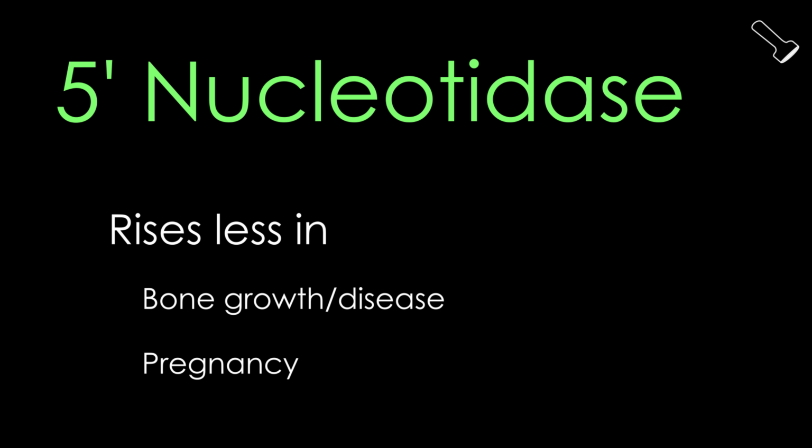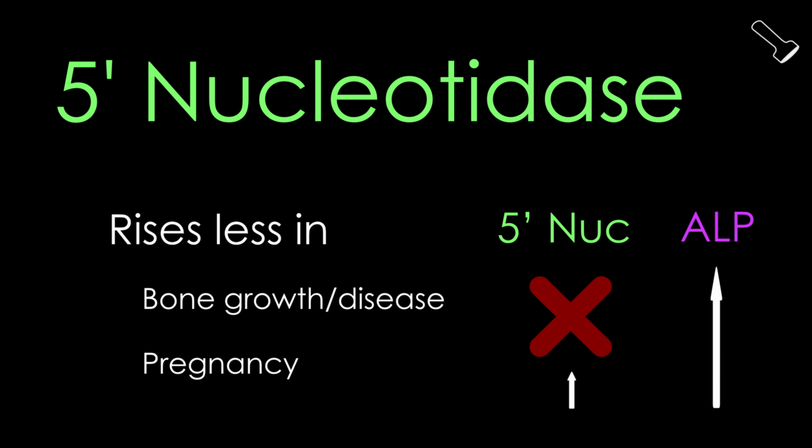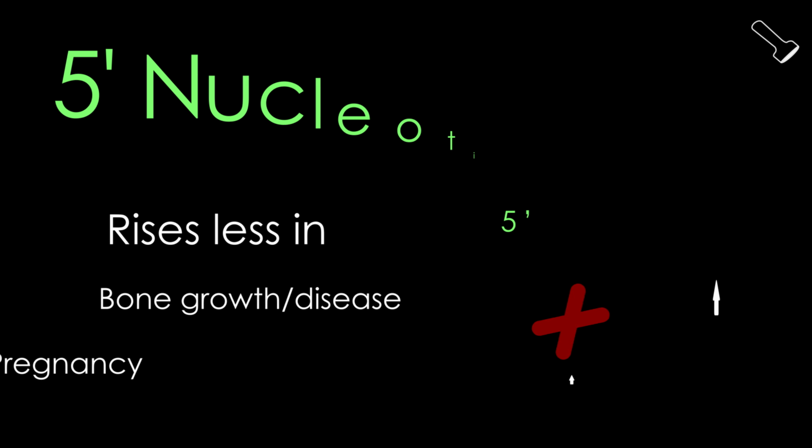Elevations of this enzyme are seen in the same diseases as in ALP, so this one is kind of like an alternative to ALP that doesn't rise in bone disease like ALP might, and rises less in pregnancy. However, concentrations of the two enzymes may not both rise in cases of biliary obstruction, so a normal 5' nucleotidase value doesn't rule out hepatobiliary disease.